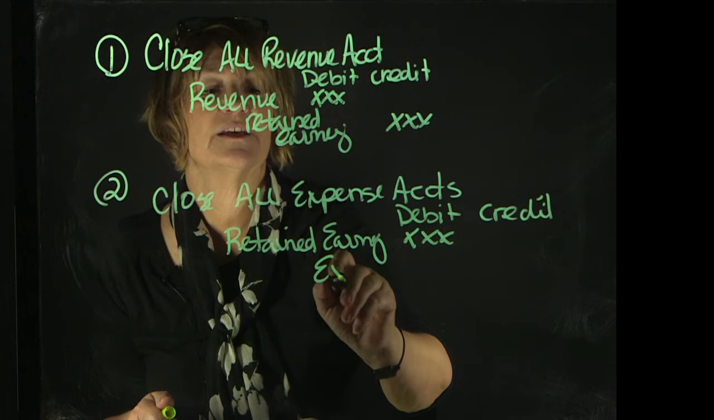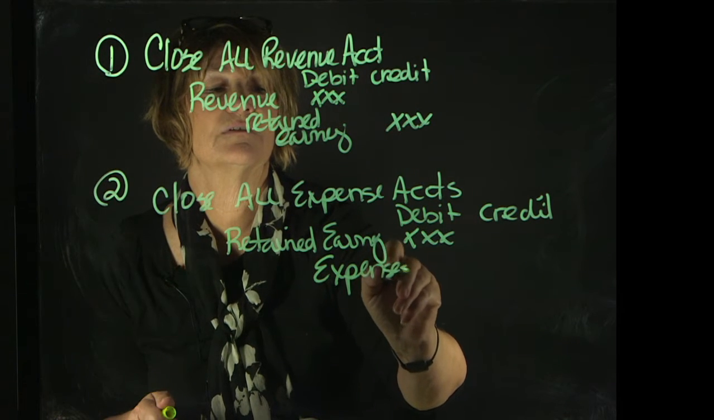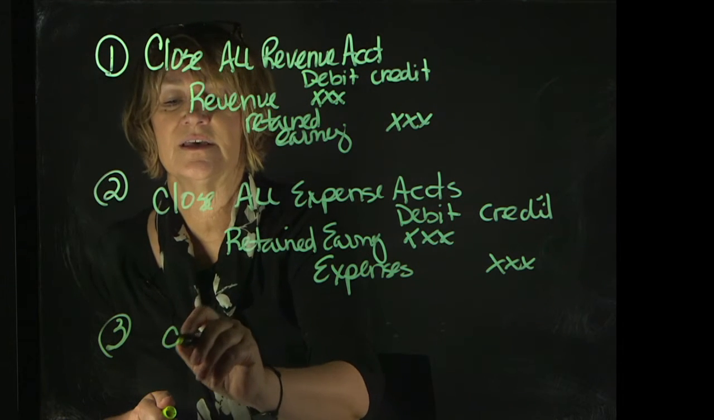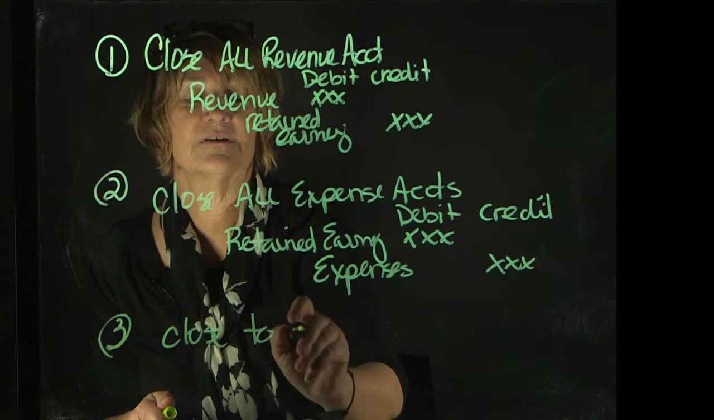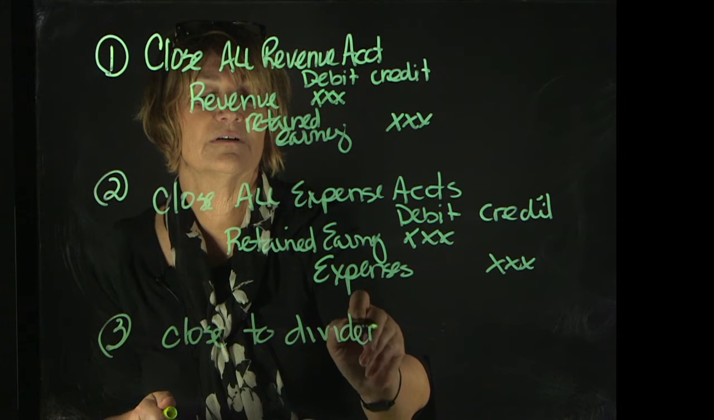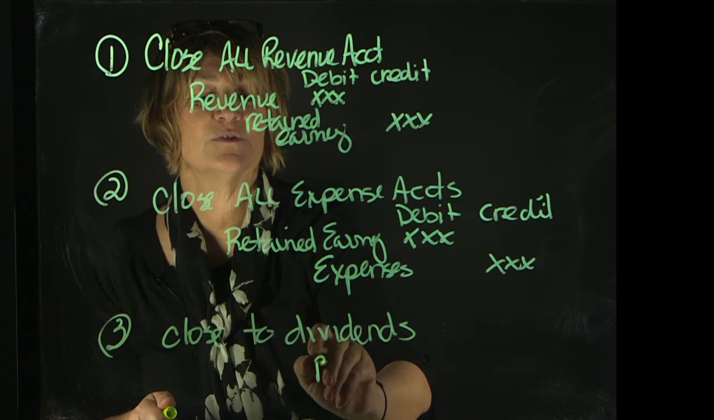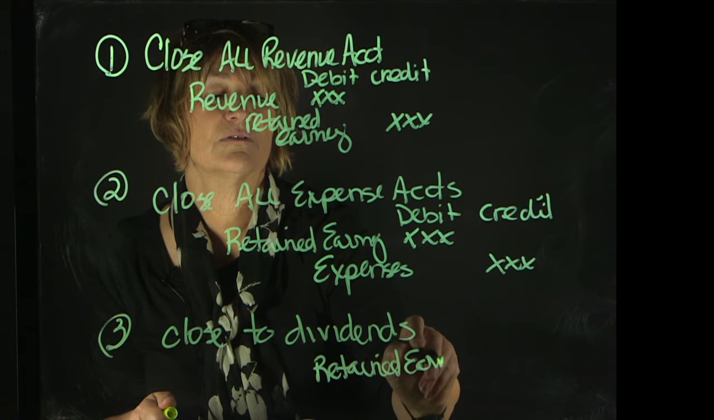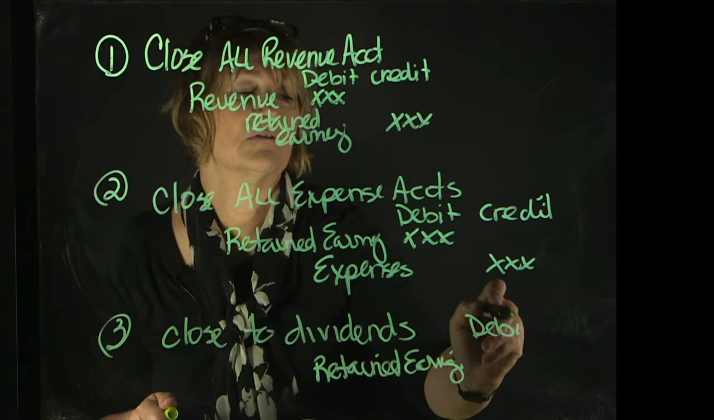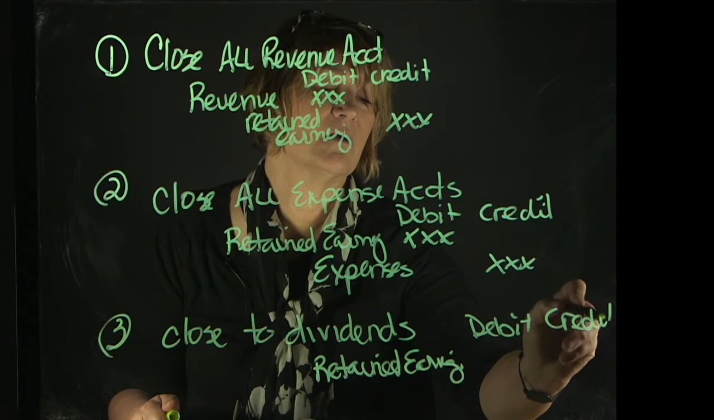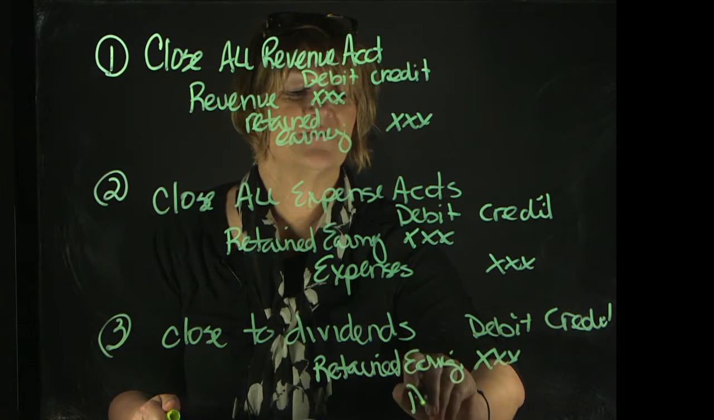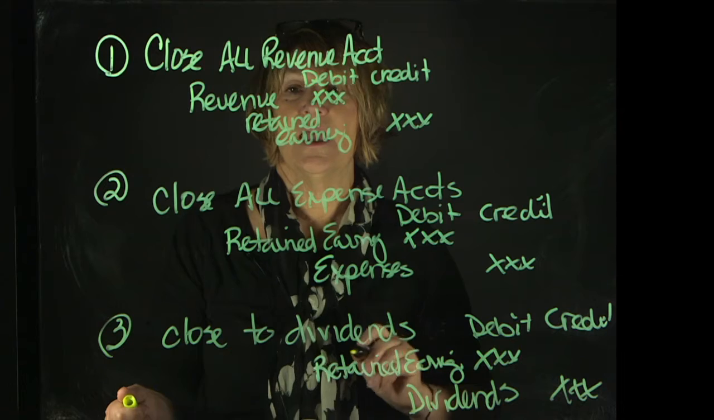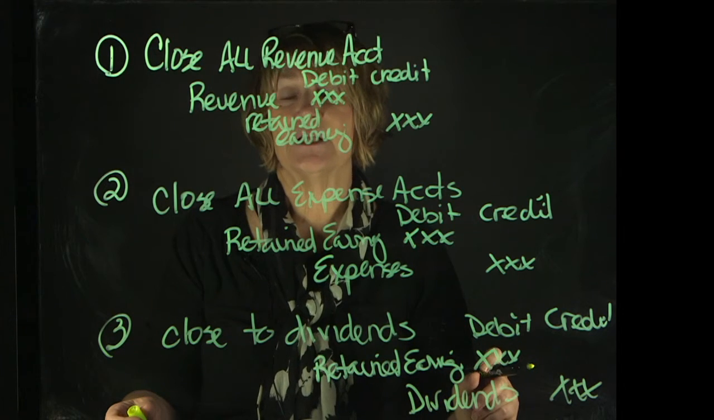And we're going to credit the expense accounts. The third closing entry is to close dividends. And the way we do that is we debit retained earnings and credit dividends. So those are what the basic entries look like.